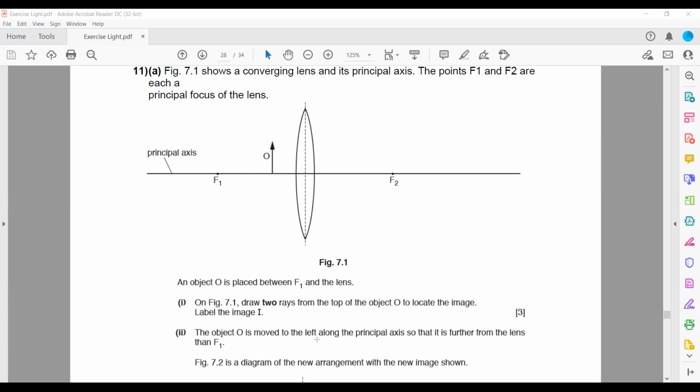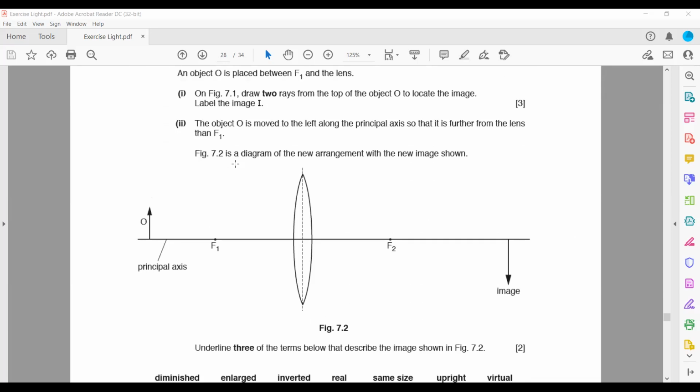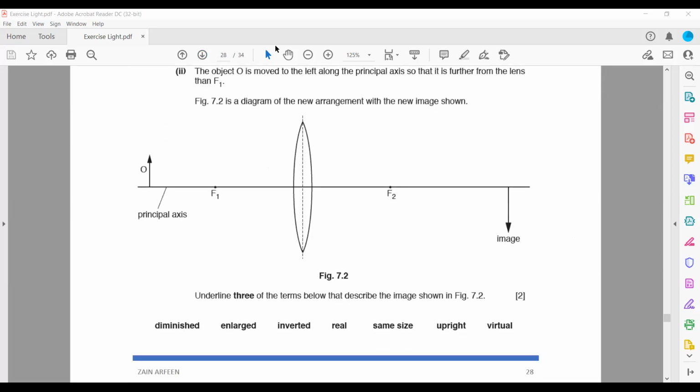The object is moved to the left so that it is further away from the lens. On Figure 7.2, draw a diagram for the new arrangement. So now in the second one, the first one we already did. Now in Figure 7.2, the object is moved away. So how to draw?